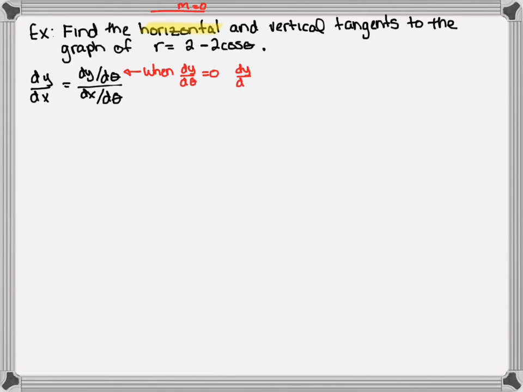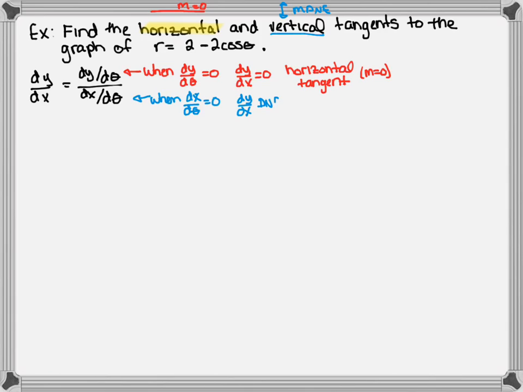That is the only way that the slope is going to equal 0, and that's going to give me a horizontal tangent. The vertical tangent is when the slope does not exist, and that is going to occur when the denominator is equal to 0, because if the denominator is equal to 0, then the slope does not exist. So let's find the horizontal tangents.